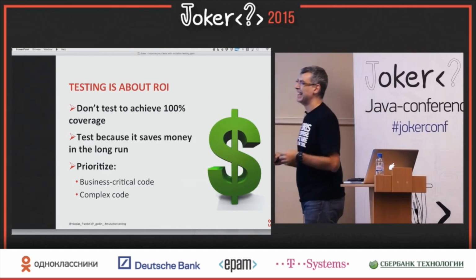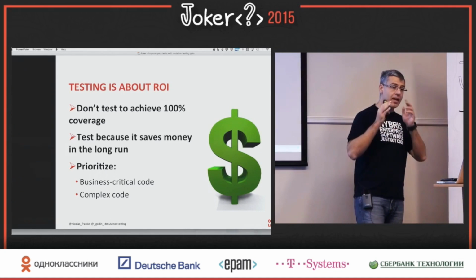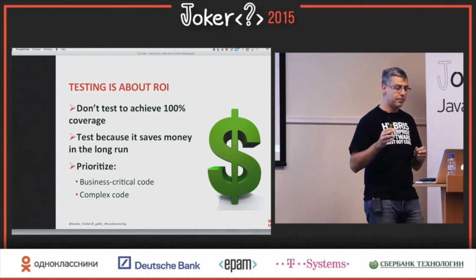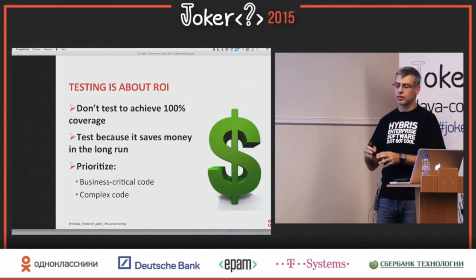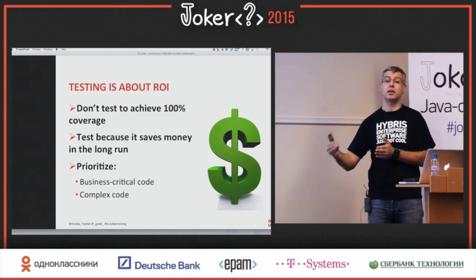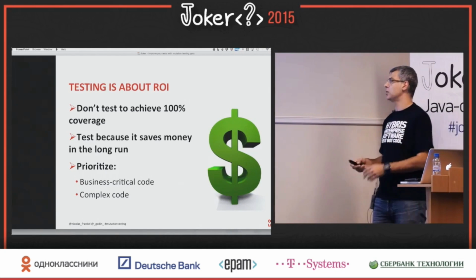Java money. It's budgets. So don't aim for 100%. You test because in the long run, you know that if you don't test, it will cost you money. It's about technical debt. But you have to find your own metric.